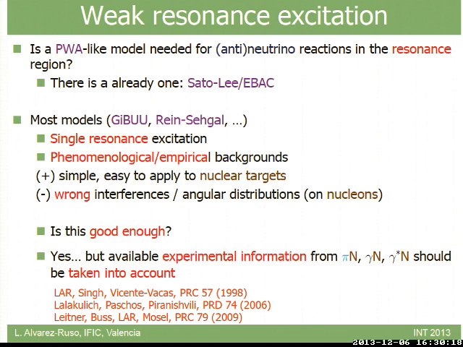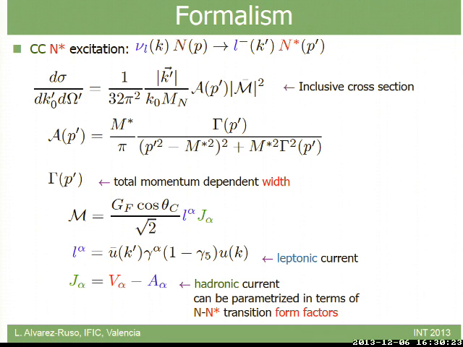I don't want to dwell on this too much, but very briefly, let me illustrate this on the example of single resonance excitation in a charge current process. So in this case, the differential cross section is proportional to a Breit-Wigner, describing the resonance, and an amplitude squared. This amplitude squared comes from the convolution of the leptonic current and the hadronic current here. This is the charge current case. It can be easily changed for neutral current or electromagnetic processes.